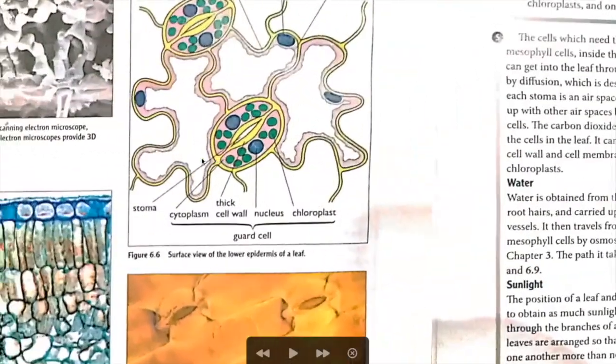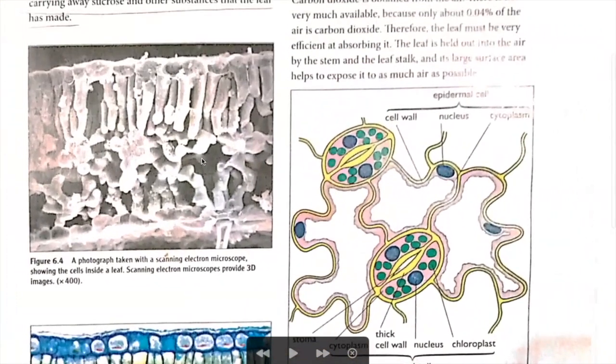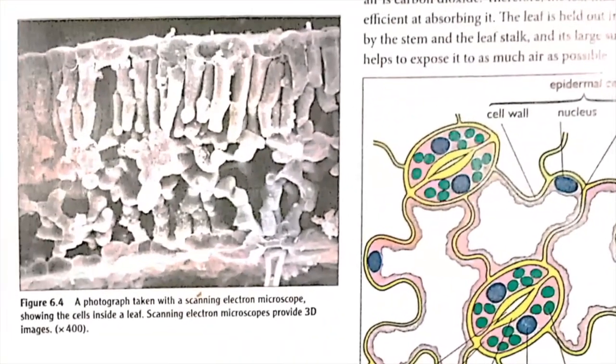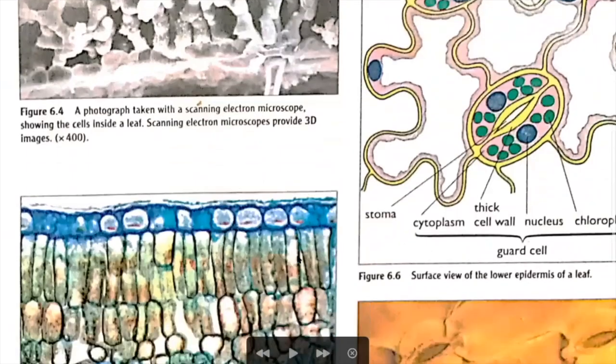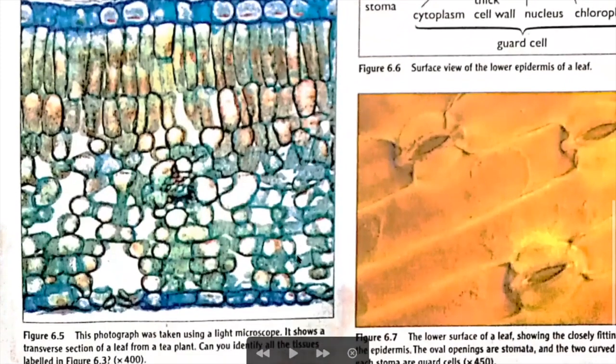Okay guys, so if you look under microscope, this is how the inside structure of leaf looks like. So ni awak tengok ni apa, epidermis. Okay, yang ini palisade mesophyll cell. Lepas tu yang bulat-bulat ni spongy mesophyll cell. Lepas tu kita ada xylem and phloem. Lepas tu kita ada guard cell kat sini. This is another one. This is the clearer one.